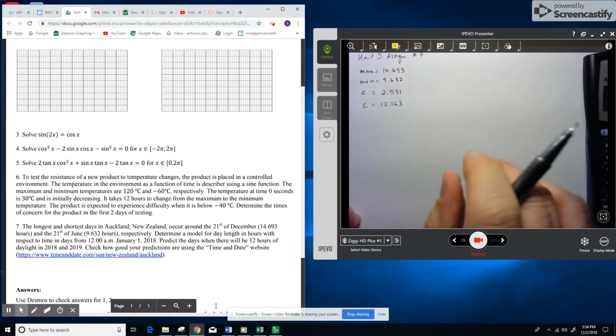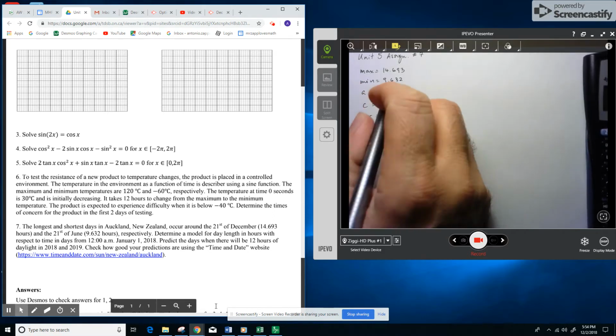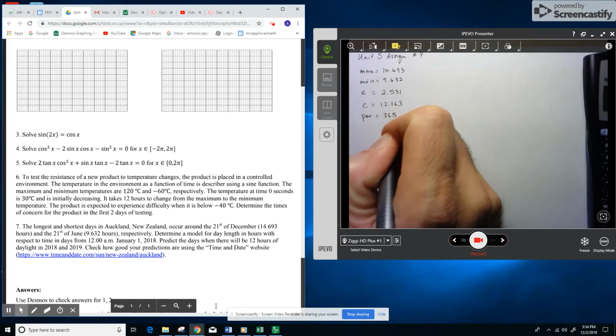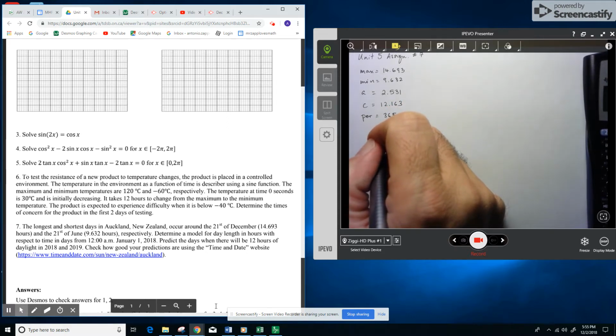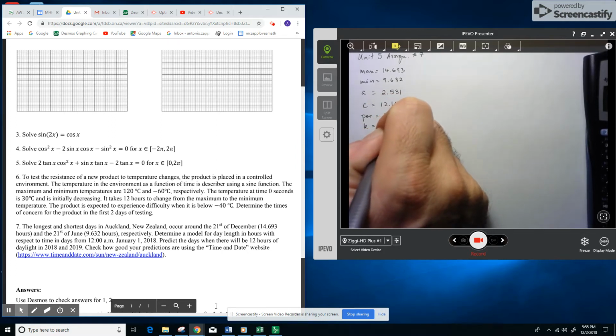All right, so next thing we're going to go for is our K value. For our period, it makes sense to take 365 days since we expect this to repeat every year. So that means that our K value is going to be equal to 2 pi over 365.